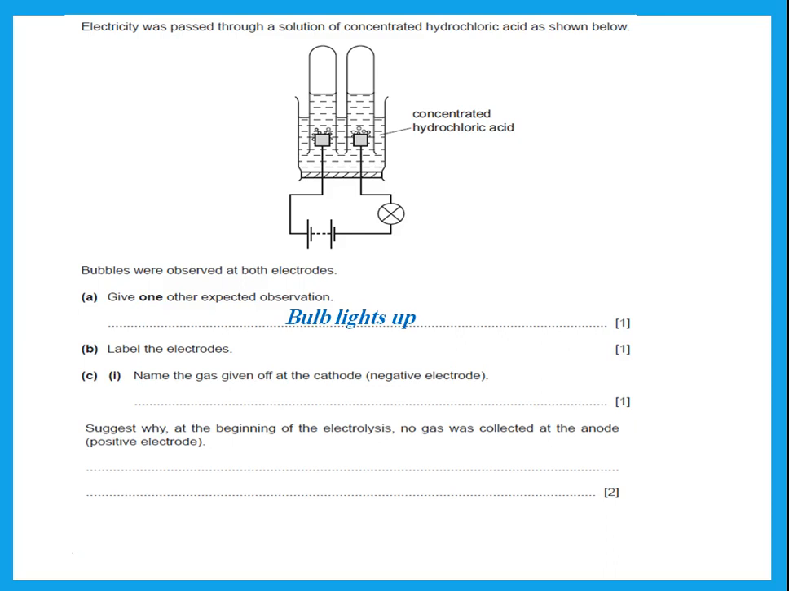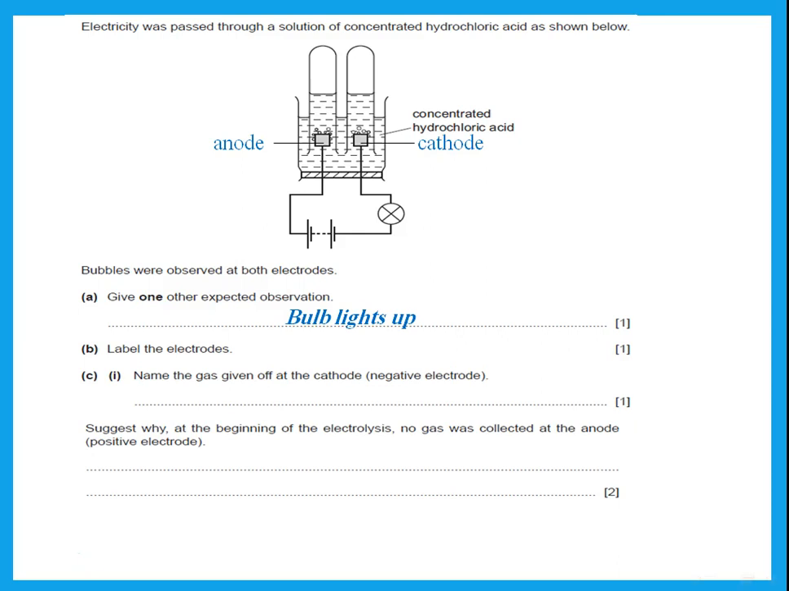How do you know which one is the positive end and the negative end of the battery? If you look at the diagram, the symbol for the battery, it has two lines. The line that is longer, you should know this from physics, the line that is longer is the positive end of the battery, the shorter line is the negative end of the battery. So the electrode that is attached to the positive end of the battery is the anode. The electrode attached to the negative end of the battery is the cathode.